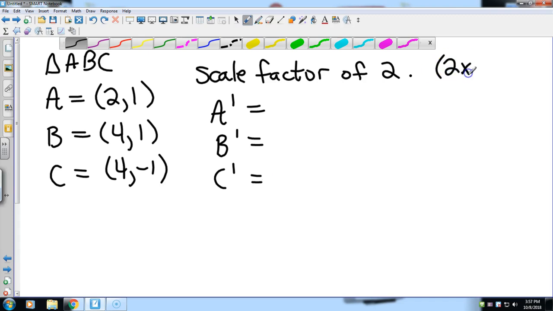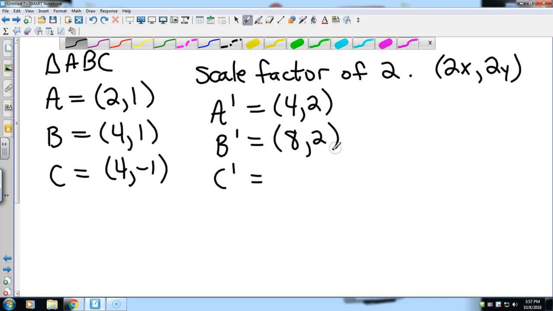I'm taking 2 times my x and 2 times my y. So that's going to make my A prime 4, 2. That's going to make my B prime 8, 2. And that's going to make my C prime 8, -2. Now, obviously, that is an enlargement. We could do a reduction where it was 1/2, where I would take half of 2, half of 1, half of 4, half of 1, and so on and so forth.